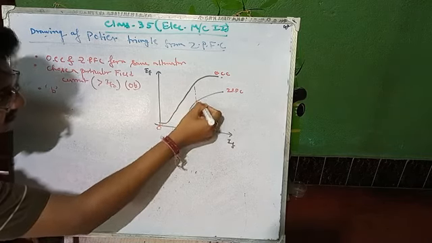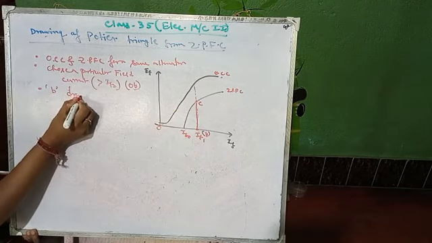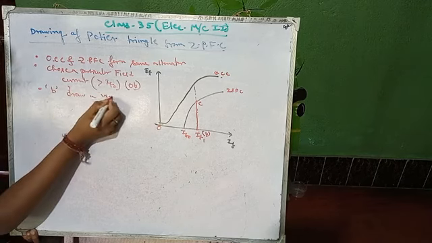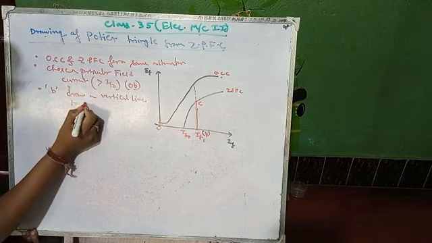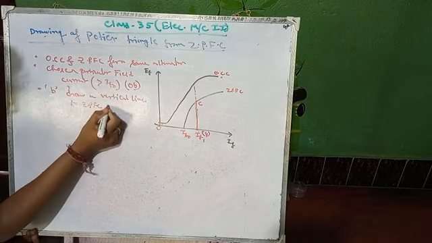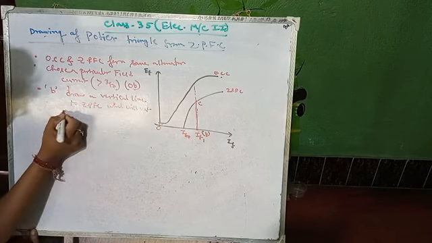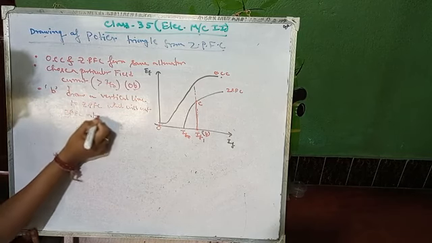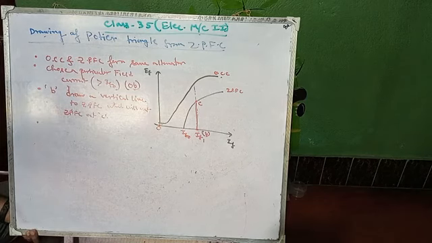Suppose this point is C. So from B, draw a vertical line or projection to the ZPFC, which will cut the ZPFC at C.